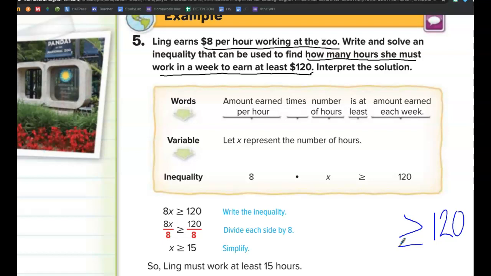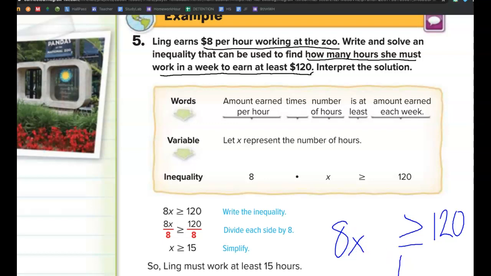Okay. How much does she make at the zoo? $8 per hour. Okay, so we have $8. What operation will we use? Multiplication. So 8 times however many hours she works. How many hours does she work? We don't know, so we write a variable.